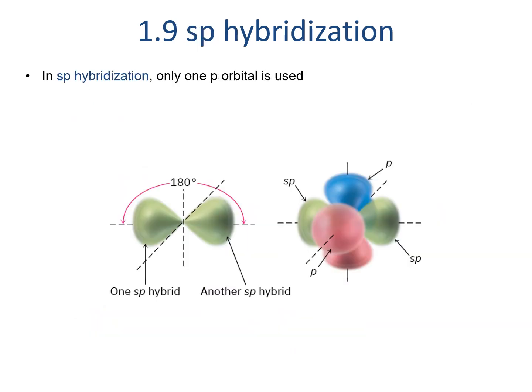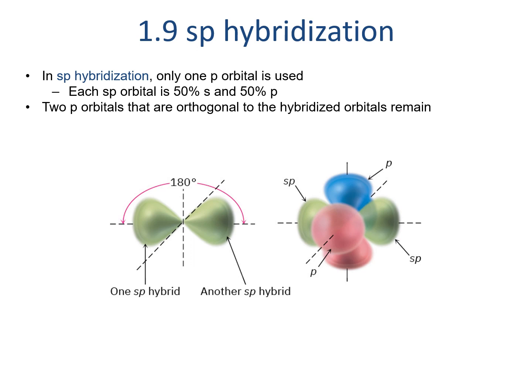Since one s orbital and one p orbital are used to make two sp orbitals, each sp orbital will be half s and half p, but there will still be two orthogonal p orbitals left untouched.